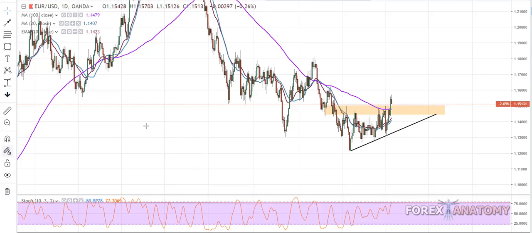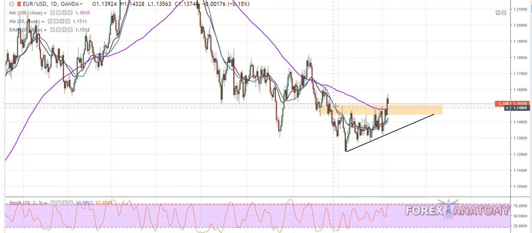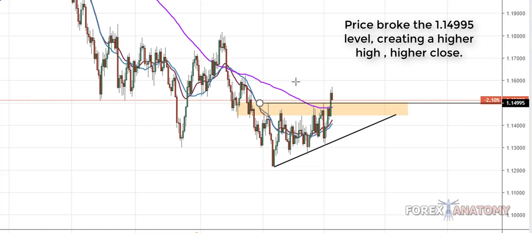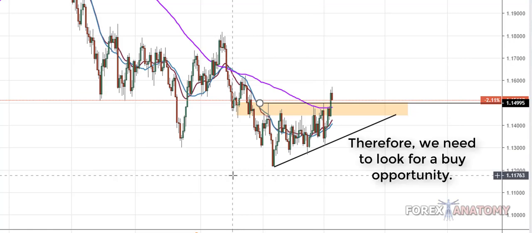And if you look at this chart, we're currently looking at the daily chart. But you can see here, if we just zoom in, right around this area, you can see that price broke this swing high right here. Let me change the color. Price broke that swing high and made a higher high and higher close. And when it did that, what we want to do now is look for a buying opportunity upon a pullback.